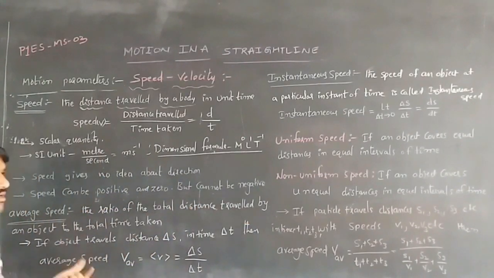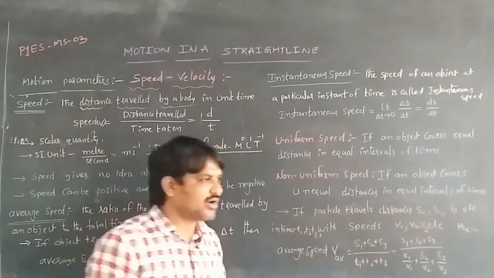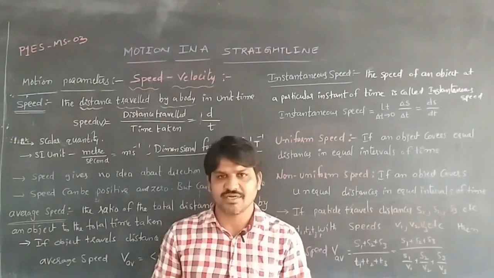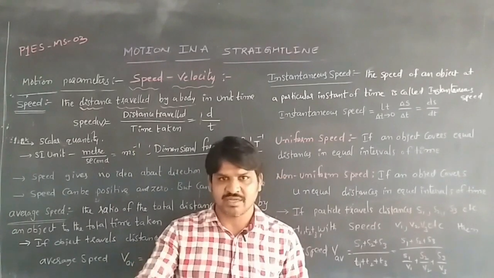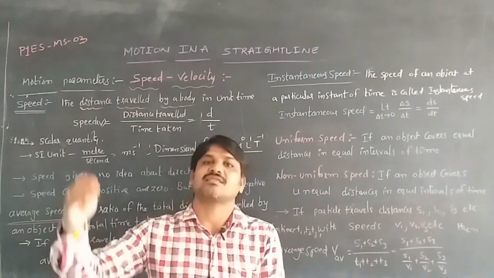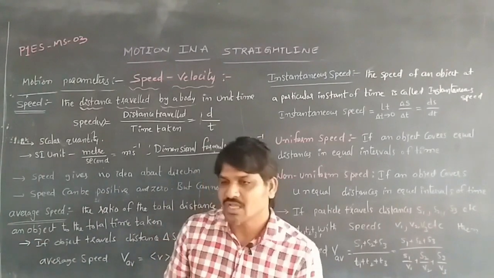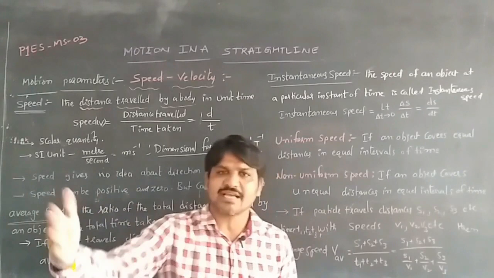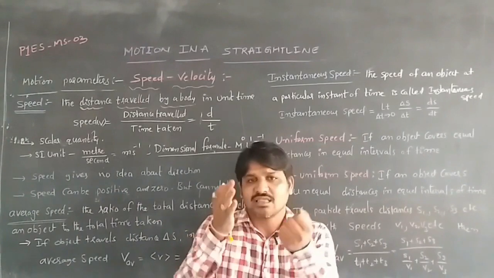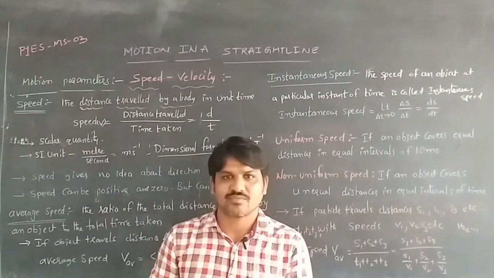Then what is meant by average speed? Suppose a body travels 10 kilometers: in the first minute it travels 1 kilometer, in the second minute 2 kilometers, and the third kilometer in 0.5 minutes. Here different distances are travelled in different times. The average speed of the total journey is the ratio of the total distance travelled to the total time taken.